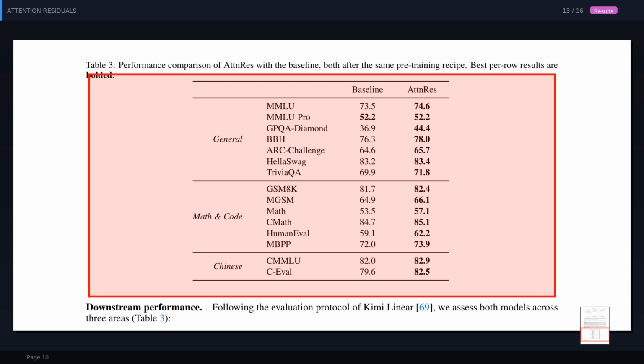This table presents a key result: performance comparison of AttnRes against the baseline across various benchmarks. We can see that AttnRes consistently achieves higher scores across a wide range of tasks, including MMLU, GSM8K, and HumanEval. This demonstrates the broad applicability and effectiveness of attention residuals in improving model performance across diverse domains.